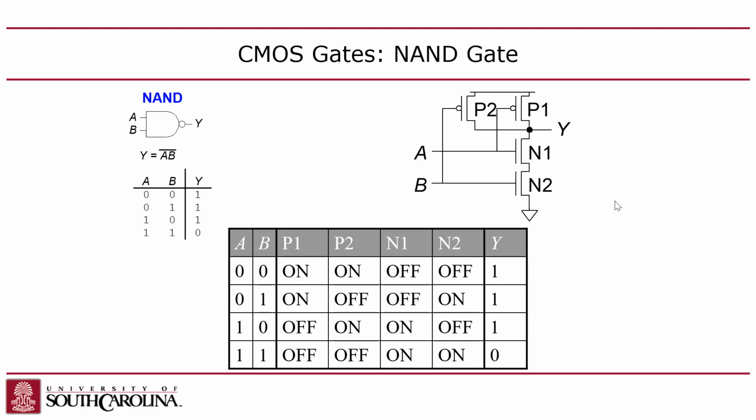Make sense? With any other combination of inputs, though, at least one of these two guys will be off. And since they're in series, that means you're not going to pull down. And at least one of those PMOSs will be on. Make sense? So it'll pull up to VDD.